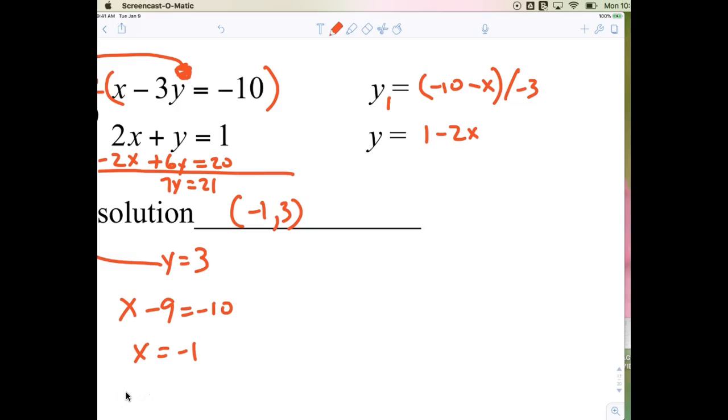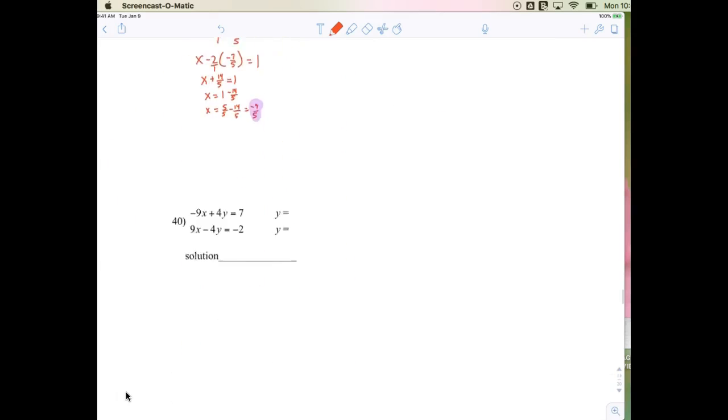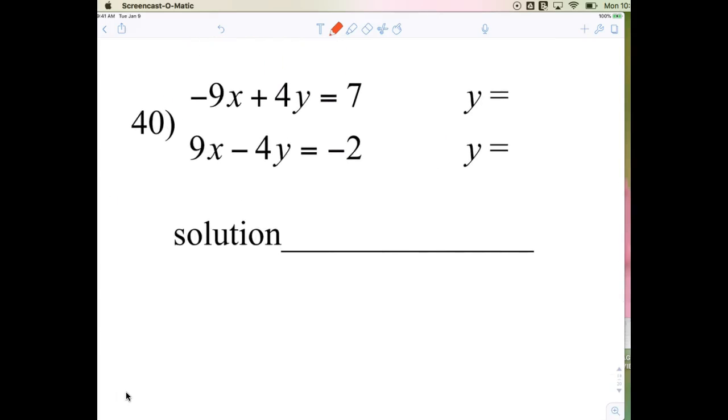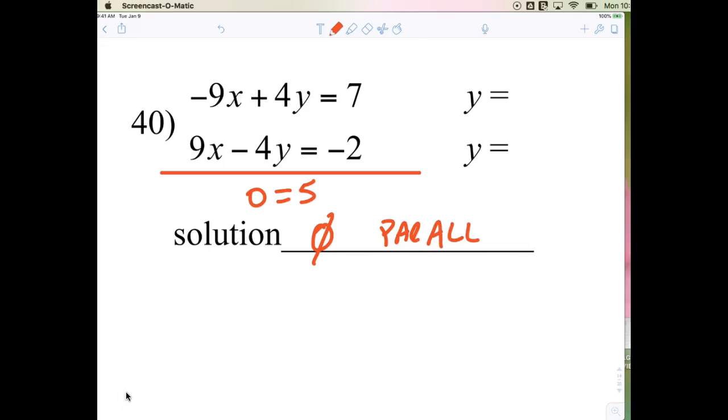Number 40. All right, here we go. Let's check out 40. Now, this one's a really nice one. 0 equals 5. So if 0 equals 5, that means it's no solution, and yes, they are parallel lines. Now, we're going to verify that.